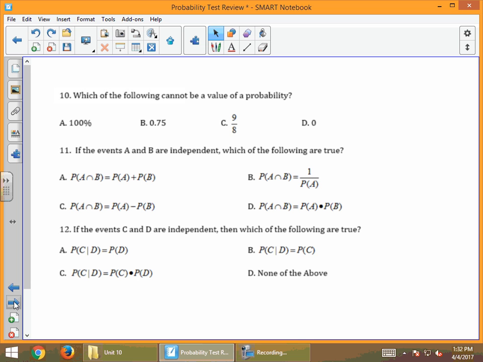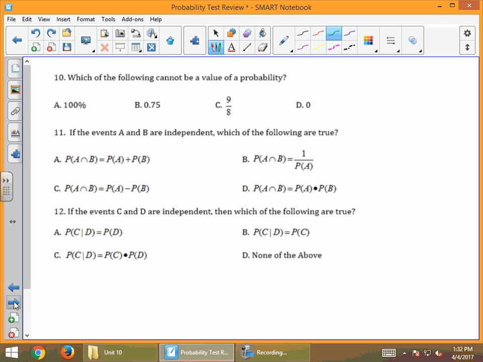All right. If we look at number 10, it says which of the following cannot be the value of a probability? Which one of these cannot be a value? Probabilities have to be between... C, good. The probabilities cannot be bigger than what? 1. And 9/8 is bigger than 1.